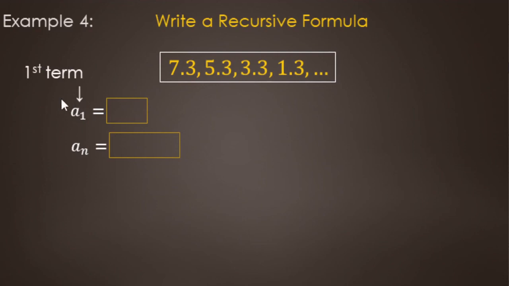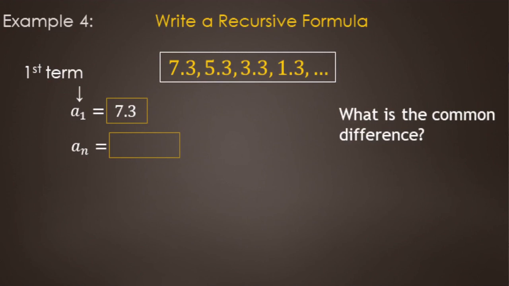So here we go. So our first term is the first term, 7.3. That's straightforward, easy to go. That first term, the A1, A sub 1 is going to be the easiest one to find. Okay, now we got to find the common difference. So 7.3 to 5.3 to 3.3 to 1.3. Well, this is a subtract 2 for each term. So our D, our common difference, is a negative 2.